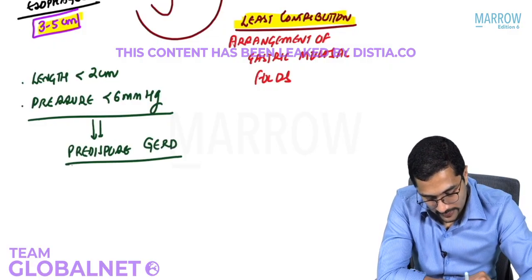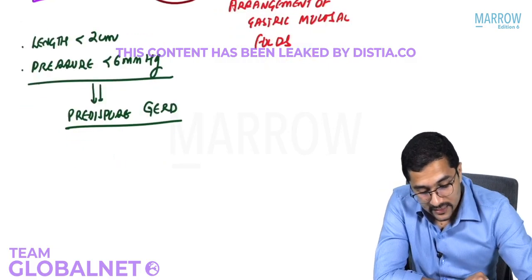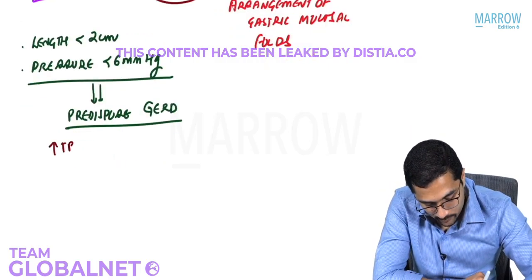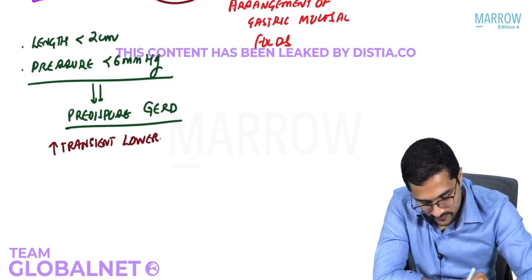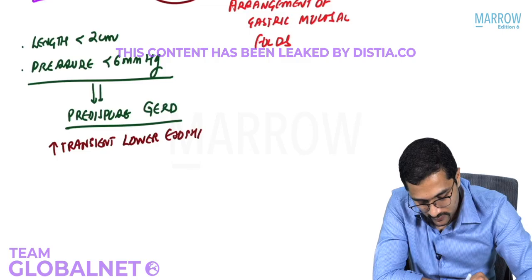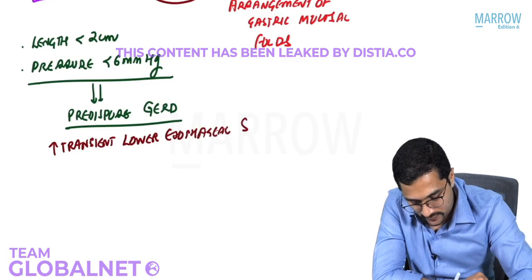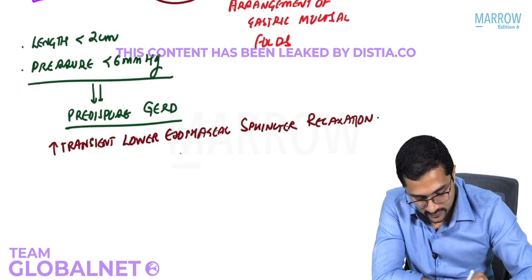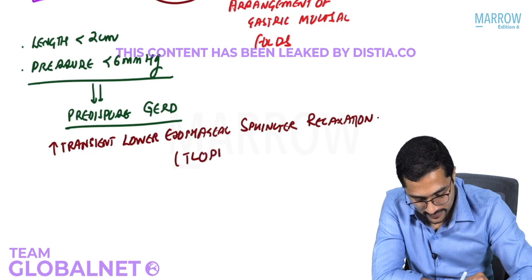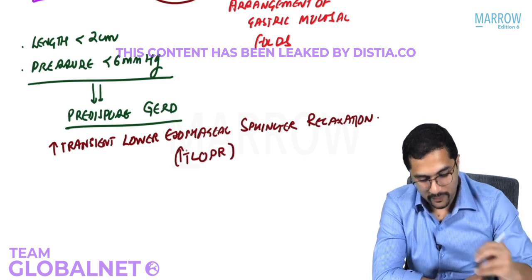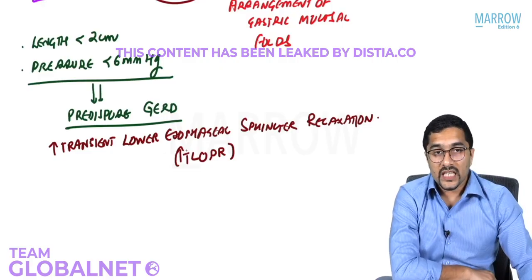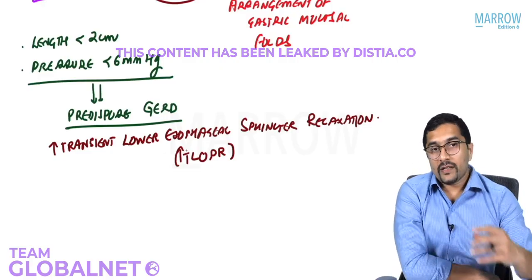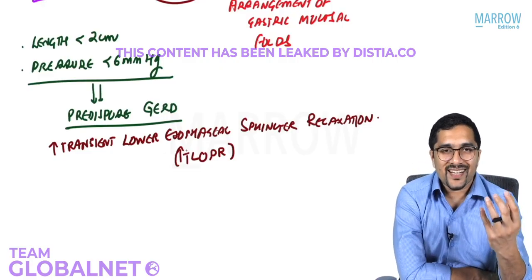GERD. And what happens in GERD is there is increase in the number of transient lower esophageal sphincter relaxations, and that is the abnormality which leads to GERD in patients. Now, we've discussed how GERD is occurring.